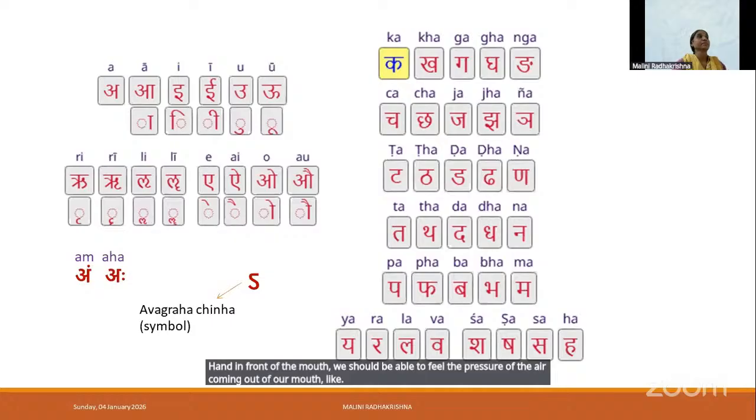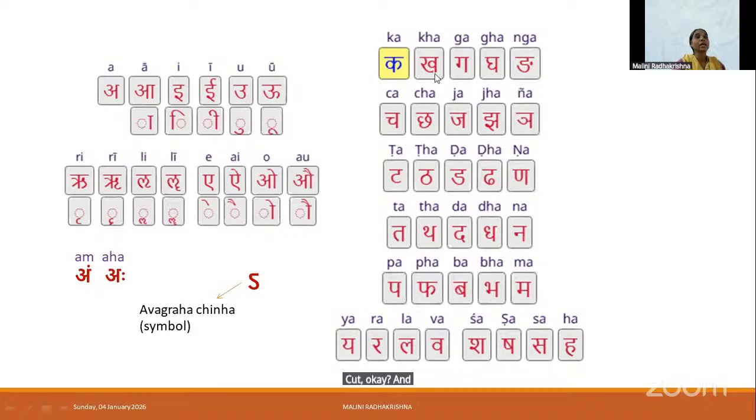And then Ga. Next one is Gha. And the fifth letter is Nga. It has to come from the throat. Like how we say Ganga, Ranga, like that, it should be Nga.